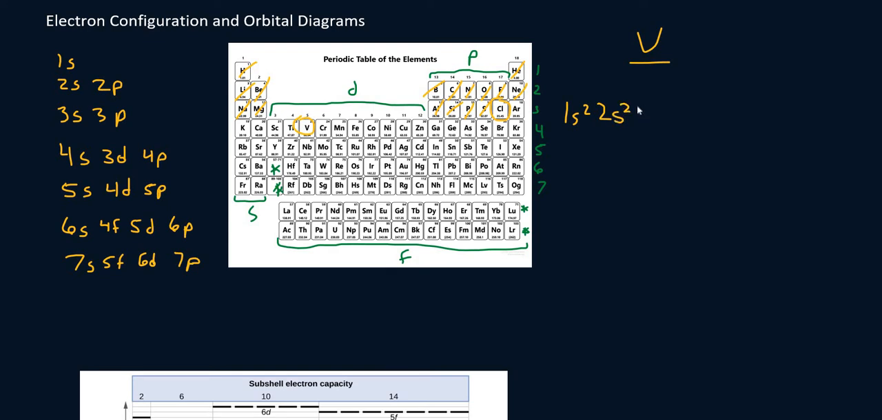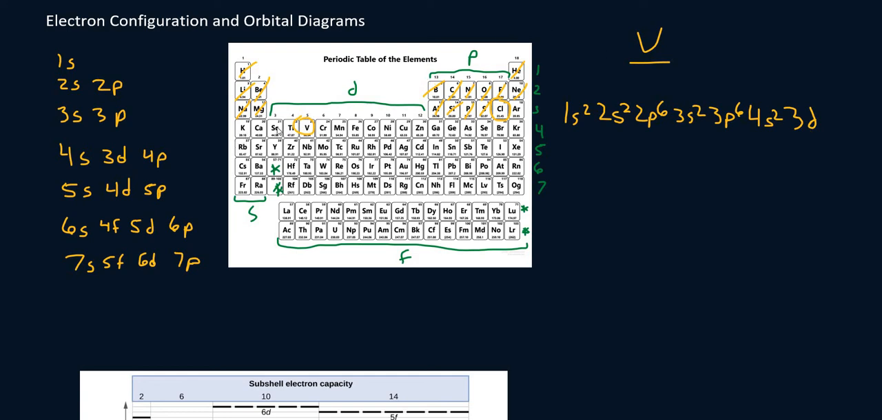we fill up 2p6, we fill up 3s2, we fill up 3p6, we fill up 4s2, and now we're in the D. So we're in, remember, 3D. We go from 4s to 3D, because remember, D starts at 3.